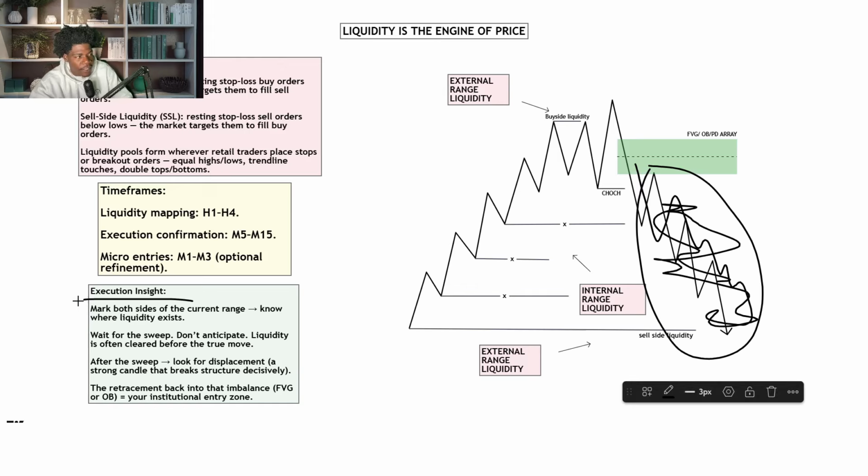Mark both sides of the current range. Know where liquidity exists. Wait for the sweep. Don't anticipate. Liquidity is often cleared before the true move. Liquidity is first. If you don't understand liquidity, that means you are the liquidity. A lot of traders are anticipating, trying to catch it early. They're trying to move ahead of the market. You can't move ahead of the market.